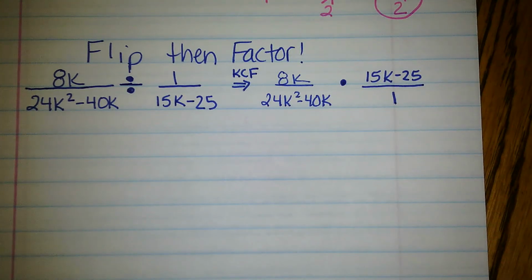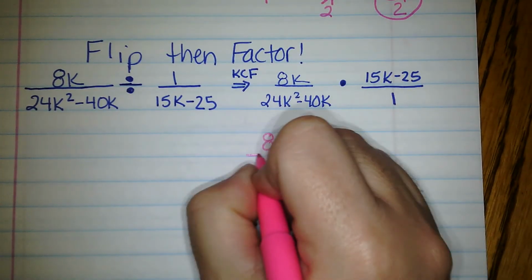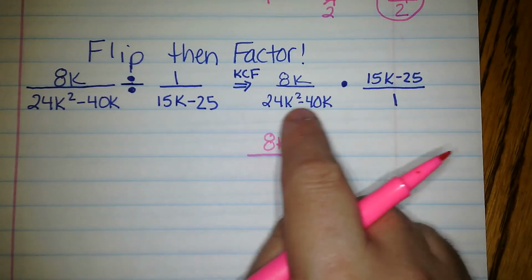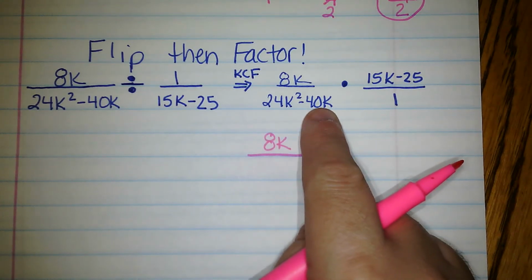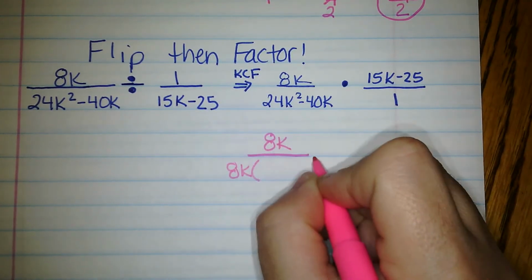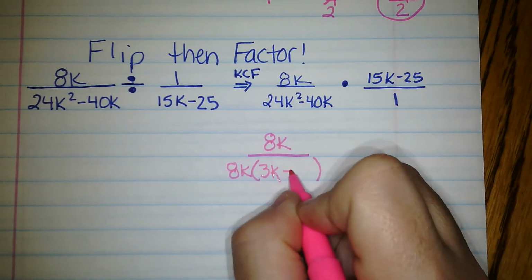Once we do that, we're going to factor everything we can. So as I'm looking at this, I'm seeing that 8k is a single term. I can't factor that at all. So I'm just going to rewrite that. So that's going down here as an 8k. This is a binomial, but it's a GCF. And the biggest number that I see that goes into 24 and 40, I believe, is 8. And they each have a k, so 8k is going to come on the outside. And when I divide 8k into this, I get 3k minus 5.